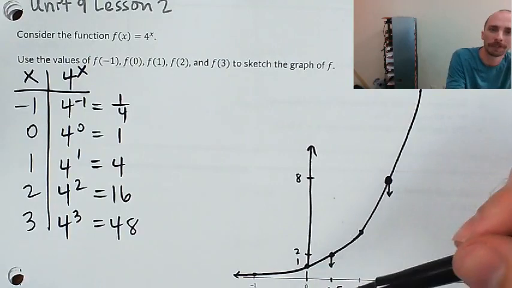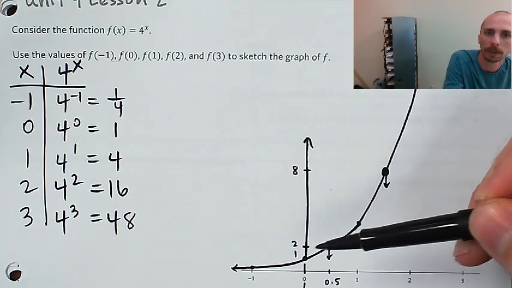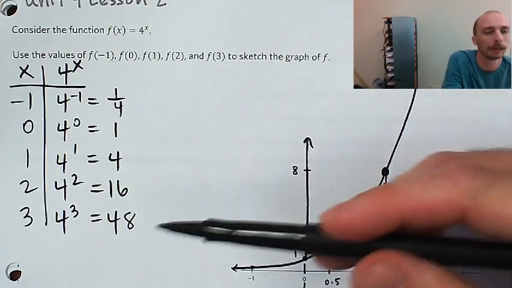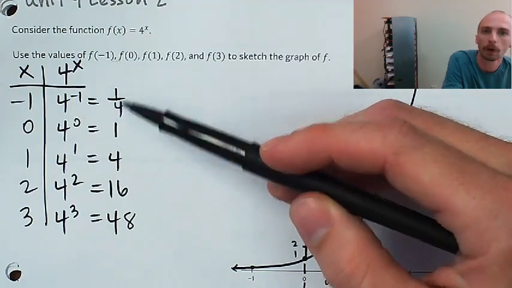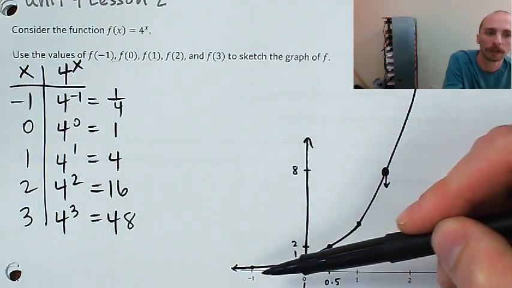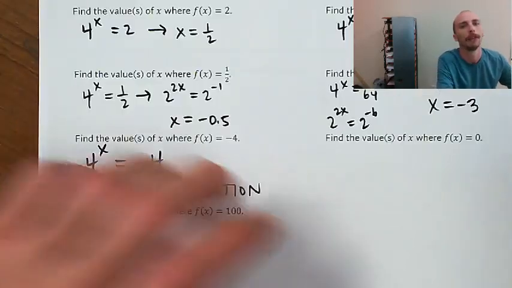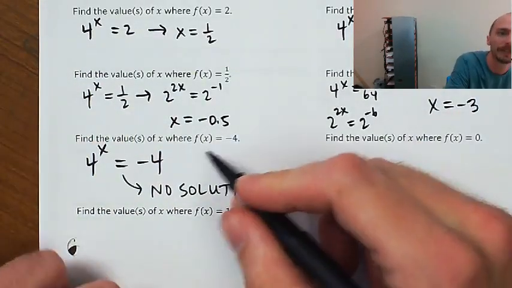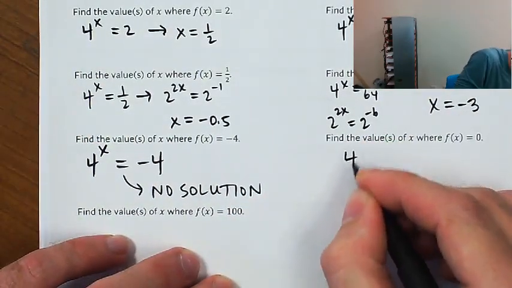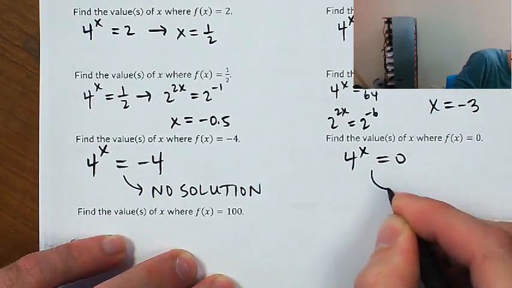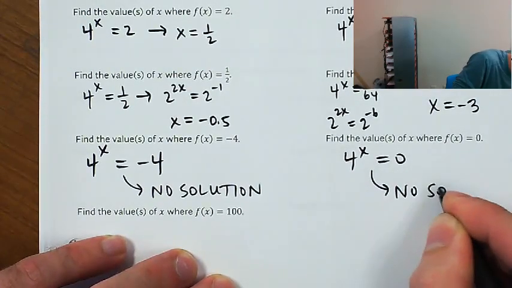And then as I move to the left, as x approaches negative infinity, 4 to the x is approaching 0 because I'm taking 1 over higher and higher powers of 4 as x gets more and more negative. Either way, those are positive numbers. Those aren't negative. It's not negative 4. Same thing here: 4 to the x equals 0. This has no solution.